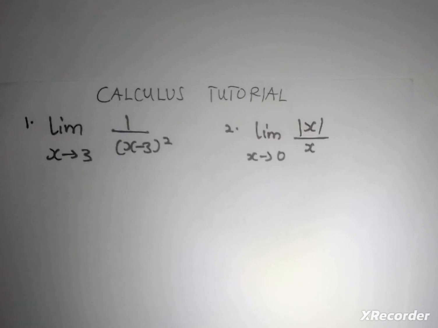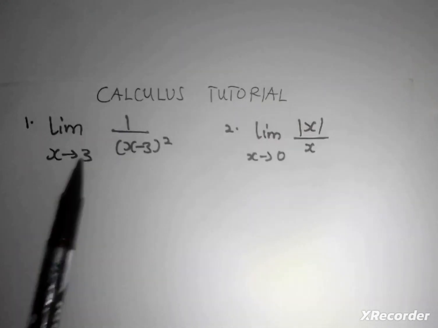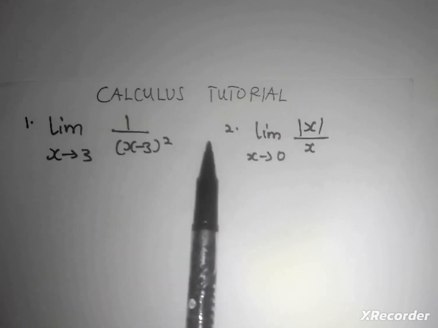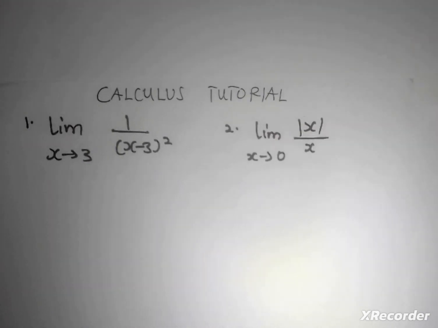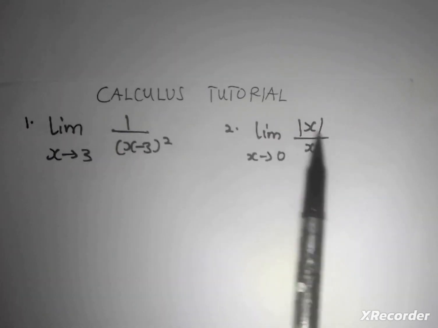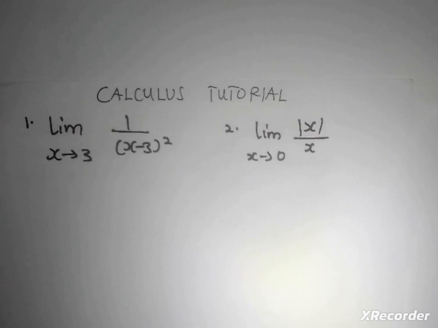So let's take our first question. It's saying now find the limits of the function 1 over the expression (x minus 3) all squared as x approaches 3. Then the second question is find the limits of absolute of x over x as x approaches 0.